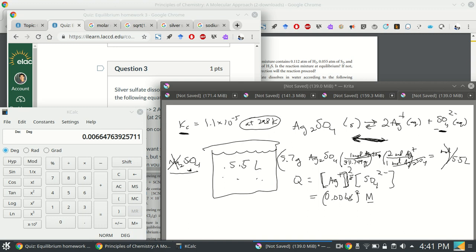So how do I figure out the molarity of the sulfate ion that is required to make precipitation happen? Well, what is Q when precipitation starts to happen? Q is none other than Kc. At equilibrium, that's when precipitation starts to happen. Remember, at equilibrium, the reaction goes back and forth, but there is no net change, right? So at equilibrium, you are at the tipping point. So precipitation will start to occur at equilibrium. That's when it will start.